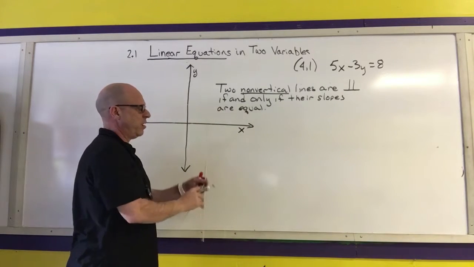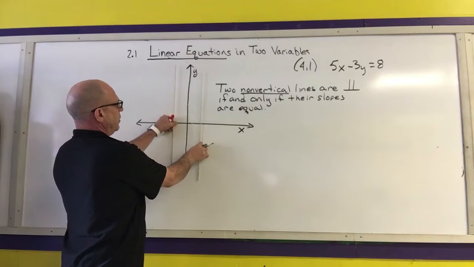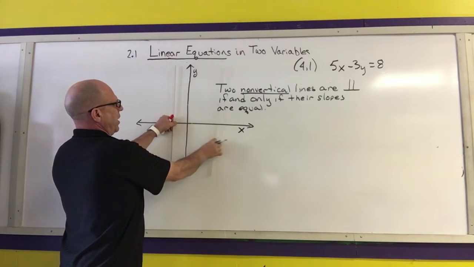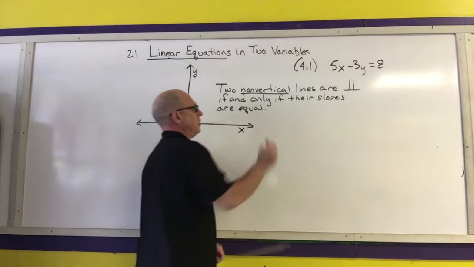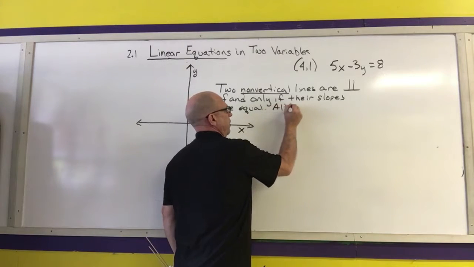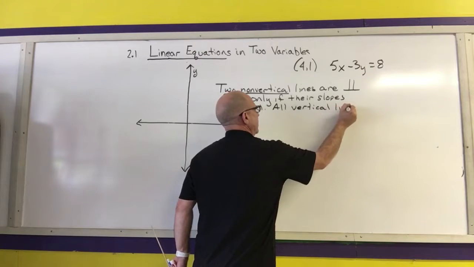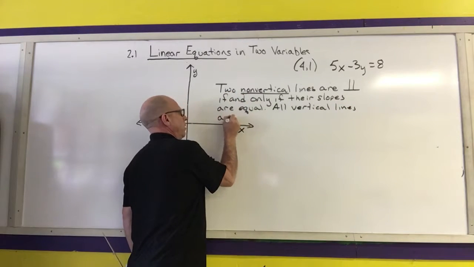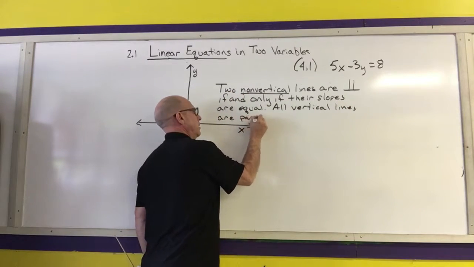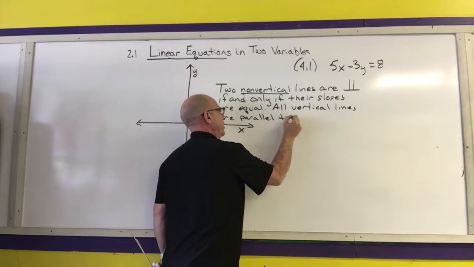So to add to this, well, what do we know about all vertical lines? Well, all vertical lines are parallel to each other. So that's what we're going to write. All vertical lines are parallel to each other.